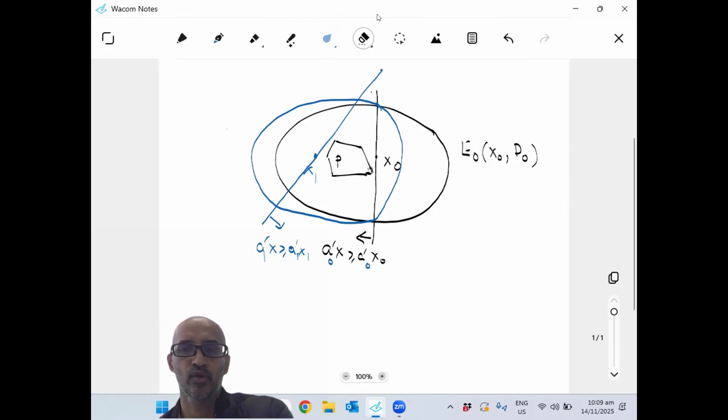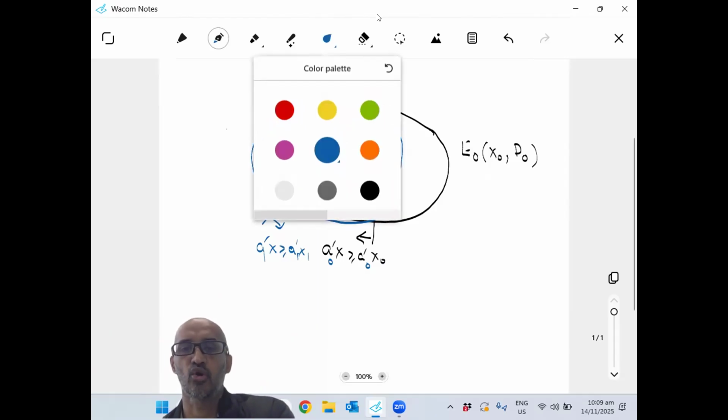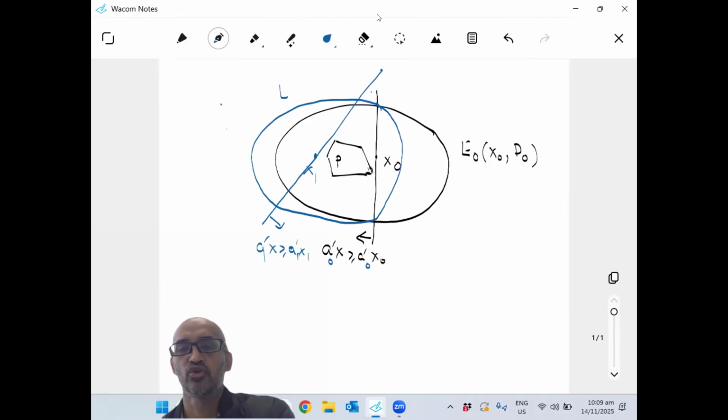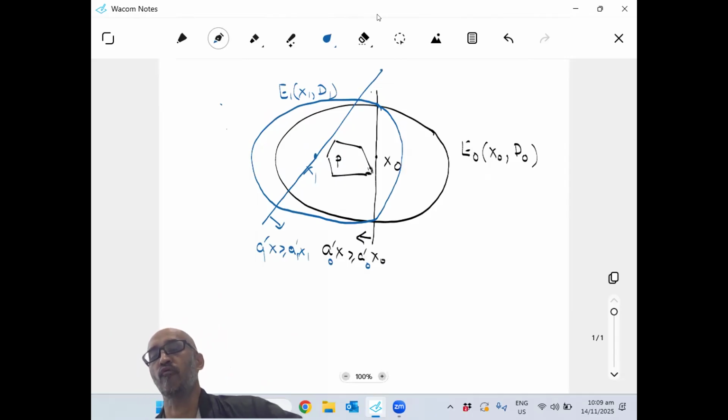Now again, you're looking at the intersection of this set with this new polyhedron. If the original ellipsoid was E0, this new ellipsoid is, let's say, E1, center x1 with a matrix D1. And then you find a new ellipsoid which contains the intersection of E1 along with this hyperplane. That will give you a new ellipsoid.